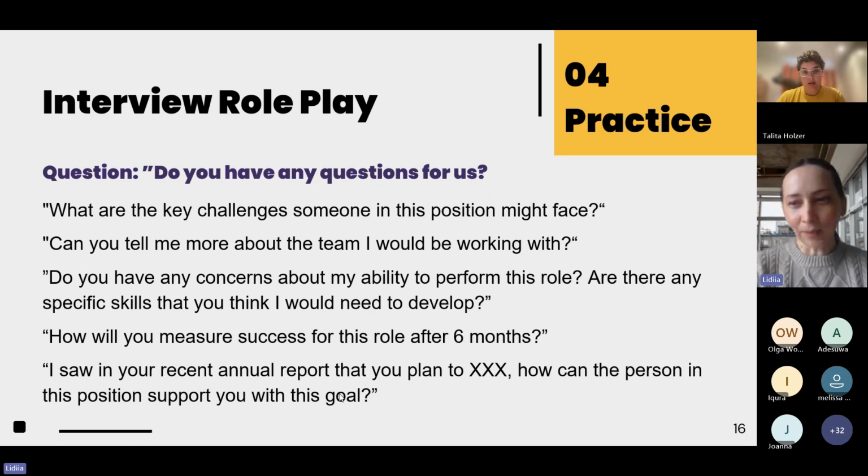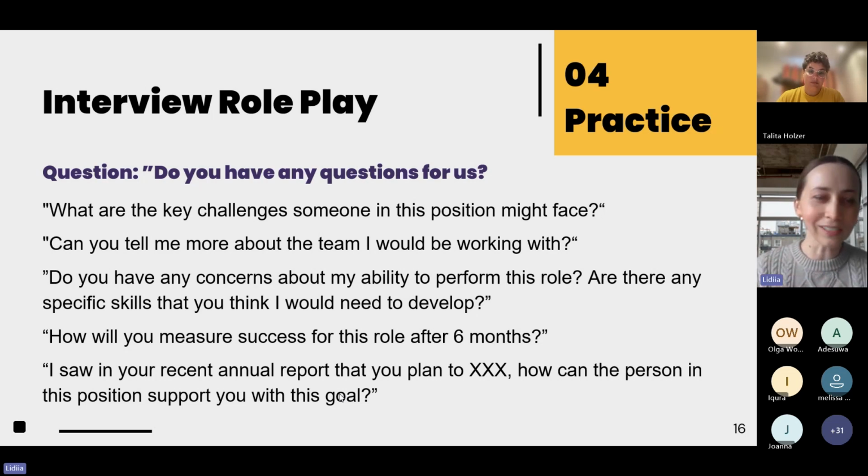So there are some example questions you can ask at the end of the interview. For example, what are the key challenges someone in the position might face? Can you tell me more about the team I would be working with? Do you have any concerns about my ability to perform this role? Are there any specific skills that you think I would need to develop? Or how will you measure success for the role after 6 months?